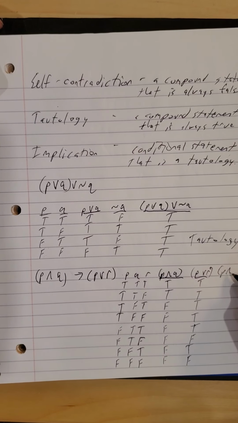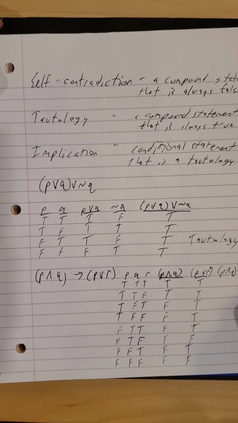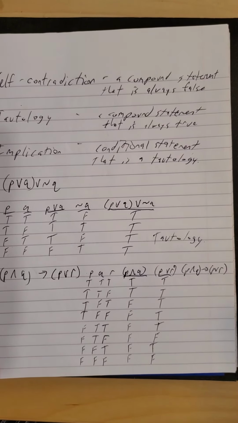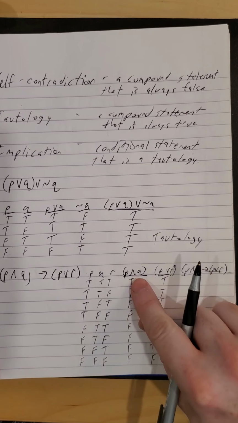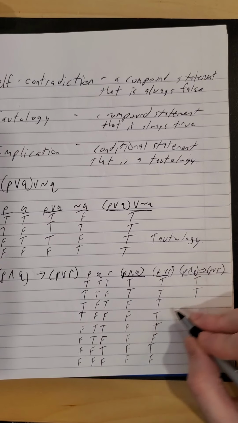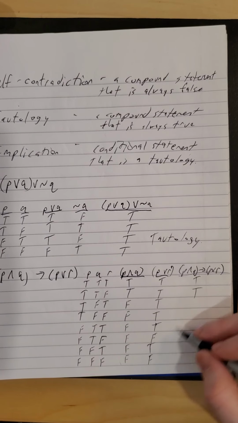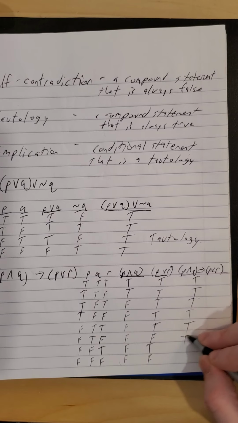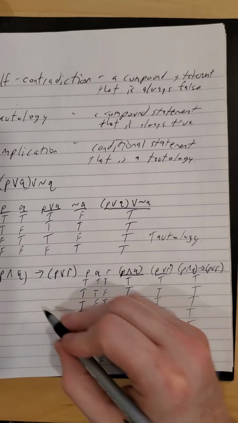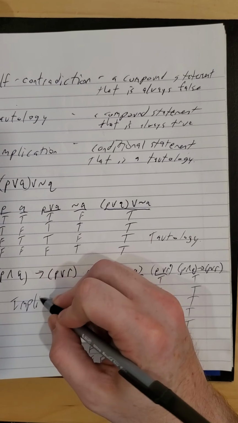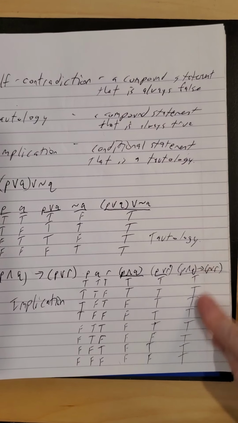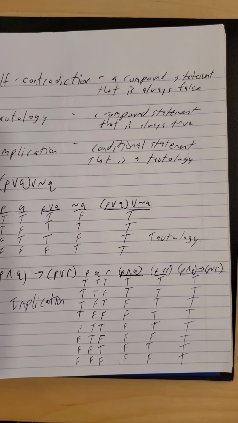So P and Q implies P or R. To scooch over a little bit. There we go. So we're going in order here. So true followed by true, we're okay. True followed by true, we're okay. False followed by anything is automatically true. So this one is an example of an implication. It was an if-then statement where everything turned out to be true.